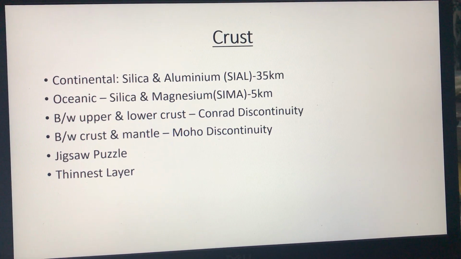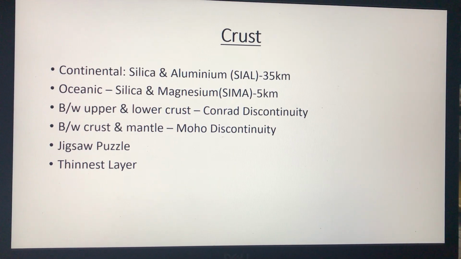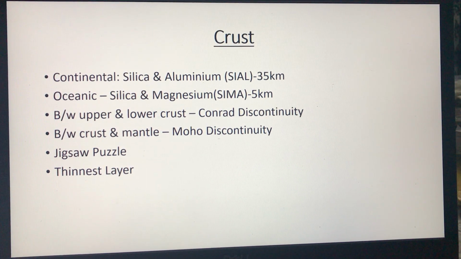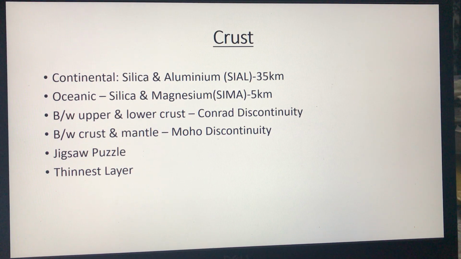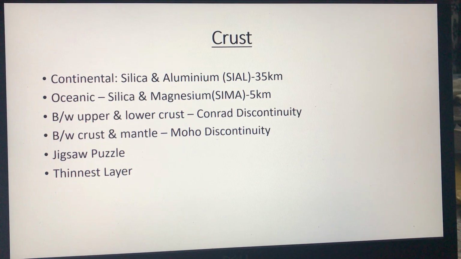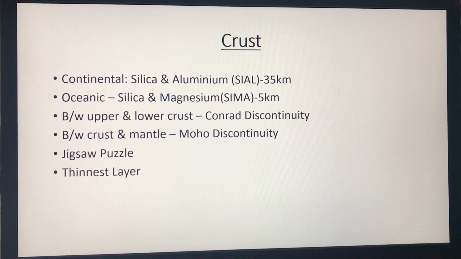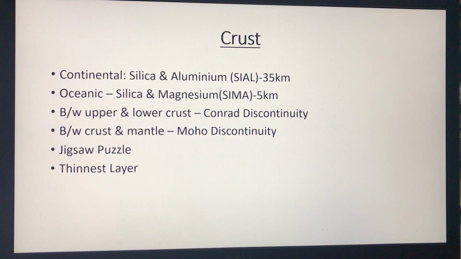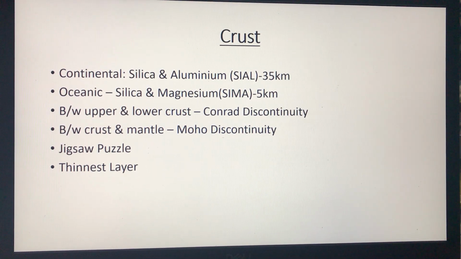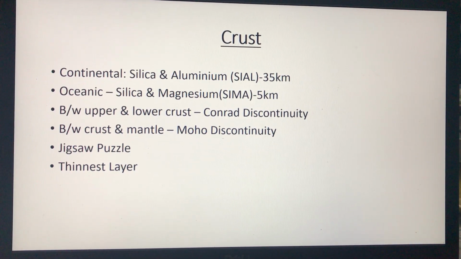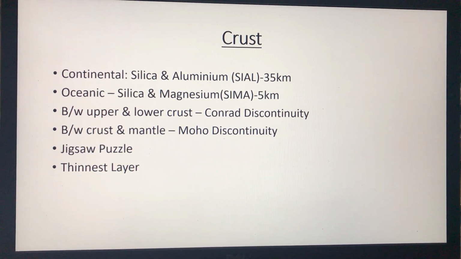Now the one which forms the oceans is predominantly silica and magnesium, SIMA. The one that forms the continents has silica and aluminium, that is SIAL. We call them SIAL and SIMA. In the continents, you have much more thickness, which is around 35 kilometers, in contrast to the oceans, which is only 5 kilometers deep.